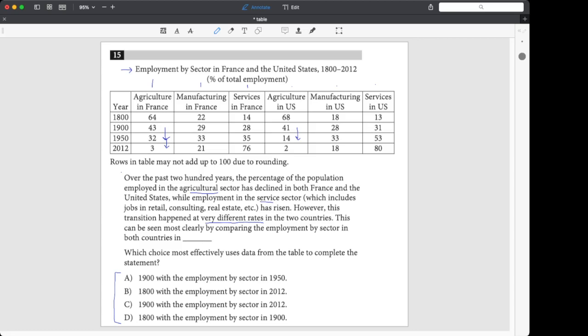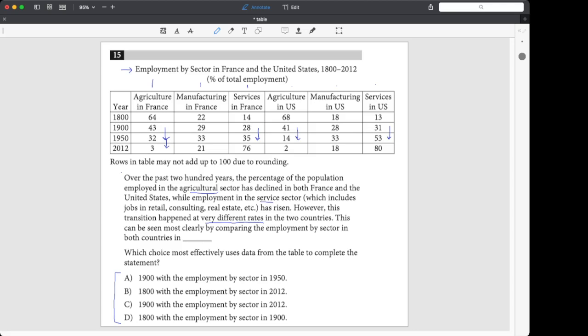Now let's check out the service sector, and we're going to hope that we're just going to look at 1900 to 1950 and hope the service sector gives us the same result. In France, it increased like we said, but it just went up 7. And services in the US went up quite a bit from 31 to 53, so that's a pretty big difference. Now at this point, you know, the SAT isn't going to mess with us too much.